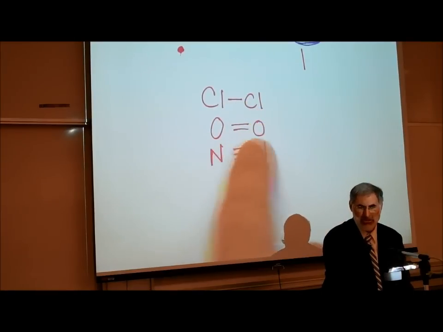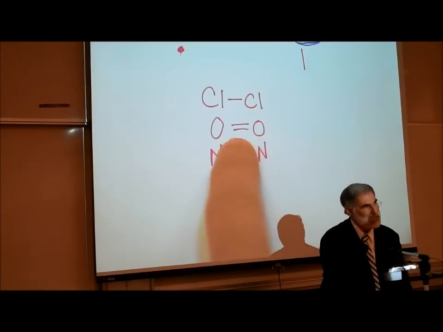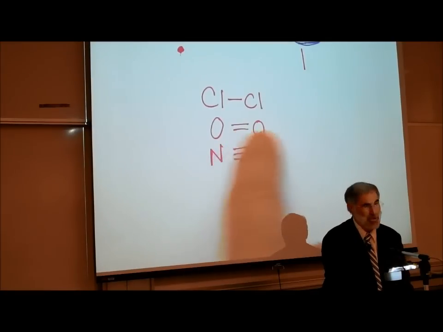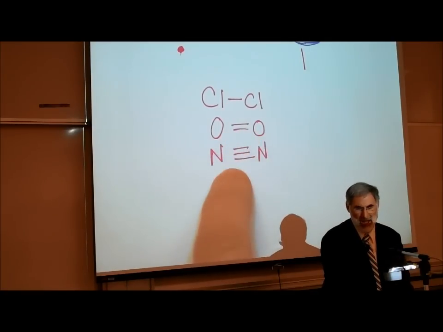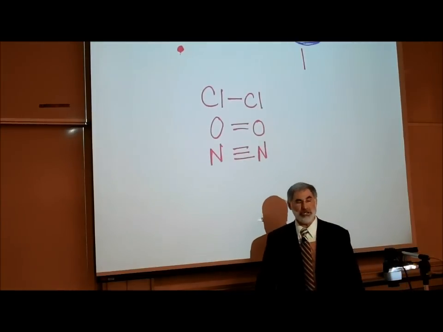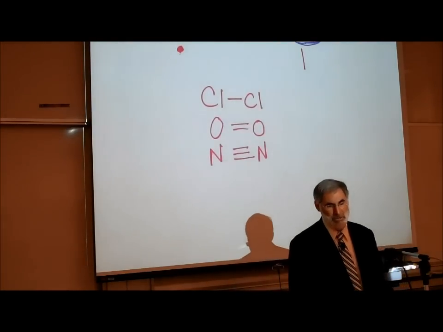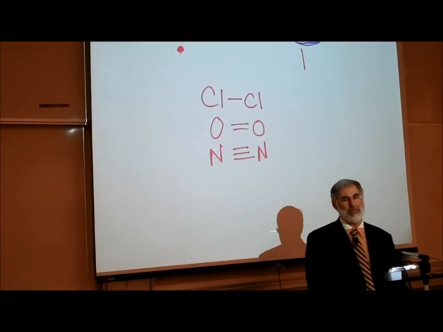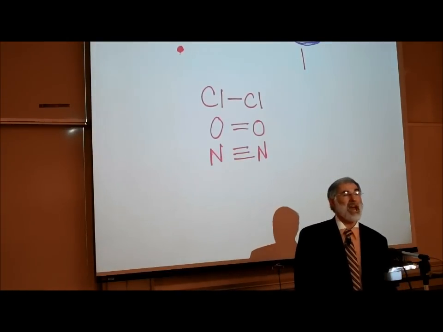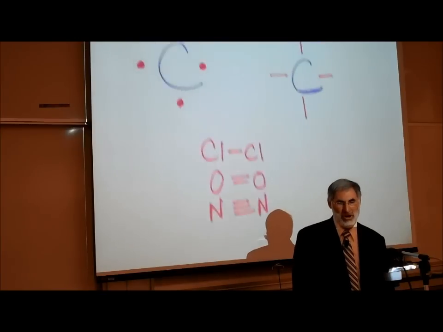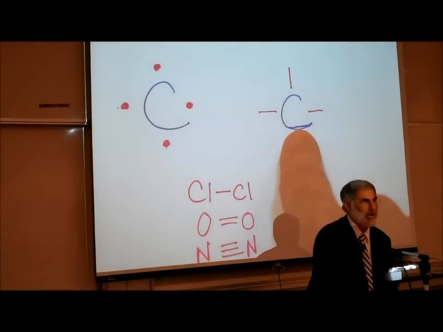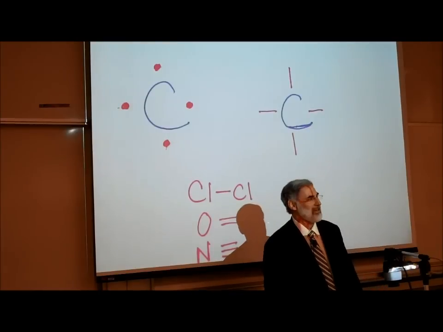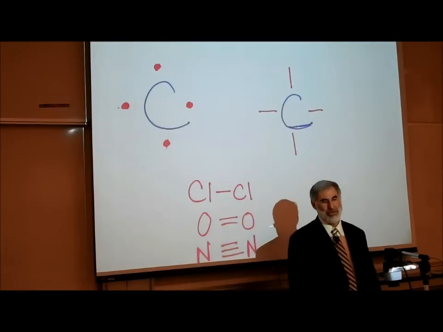If 2 oxygens are each sharing 2 electrons, that's called a double covalent bond, represented by 2 lines. If 2 nitrogens are sharing not 1 or 2, but 3 electrons each, that's called a triple covalent bond, represented by 3 lines. Well, now we come to carbon. Carbon always forms 4 covalent bonds. It shares its 4 outer electrons with other atoms.